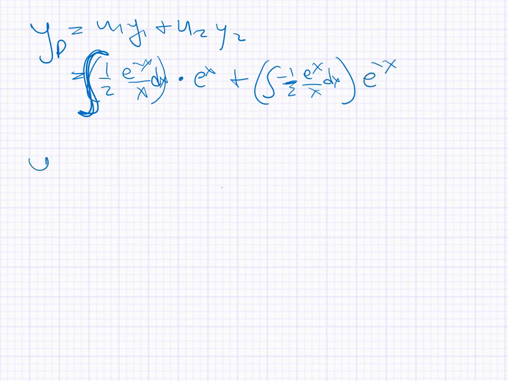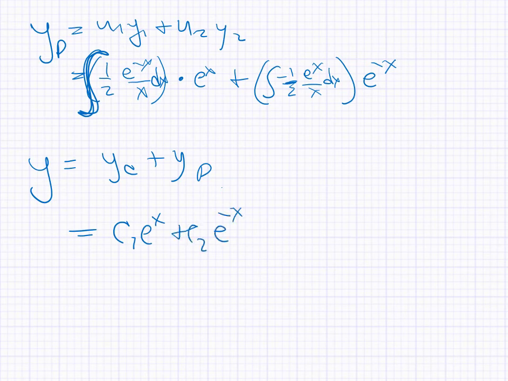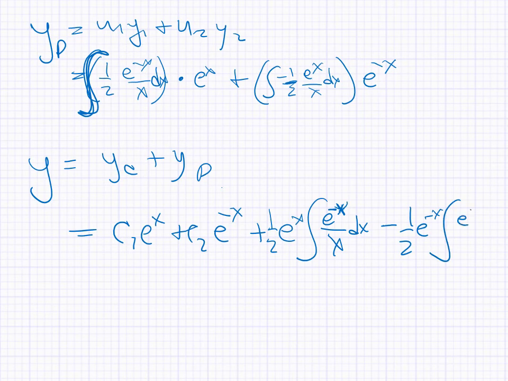And so, okay, there's y sub p, and then the general solution should be y sub c plus y sub p, so it should be c1 e to the x plus c2 e to the negative x plus, and then we could just do all this all over again. I'd probably put this e to the x on the outside and do the integral of 1/2 e to the negative x over x dx. I could probably pull the 1/2 all the way out as well. Minus 1/2 e to the negative x times the integral of e to the x over x dx. I'm just rearranging these terms here. But nonetheless, there's your whole answer.